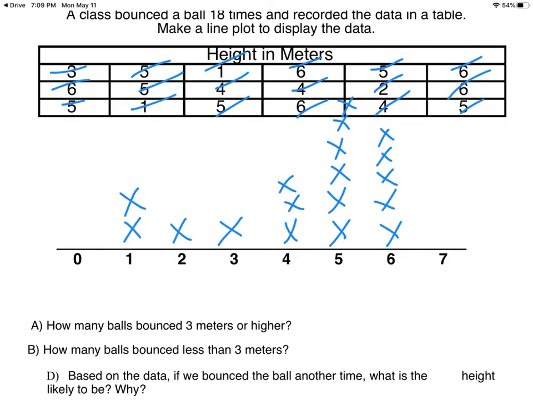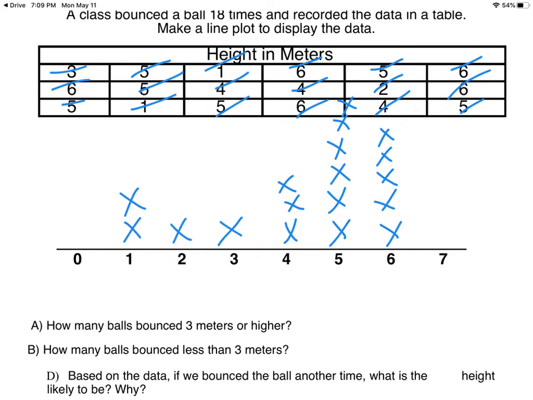Okay, and then we have some questions down here. How many balls bounced 3 meters or higher? And so in that case, we're not just looking at the 3 meters, we're looking at anything from 3 or up. So we've got 1, 2, 3, 4, 5, 6, 7, 8, 9, 10, 11, 12, 13, 14, 15 balls bounced 3 meters or higher. How many balls bounced less than 3 meters? So we don't include the 3, we have to go less than 3, and it'd be 1, 2, and 3.